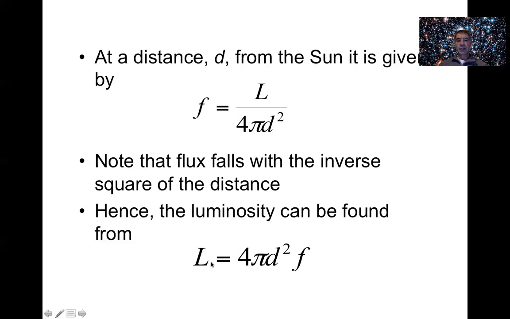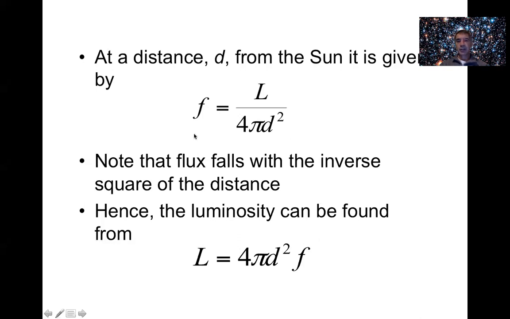This is probably the formula I'd like you to remember and to use. In more practical terms, if we want to determine the luminosity of a star, we can measure first of all its total flux by adding up lots of monochromatic fluxes. And then if we know the distance, d, we can multiply by 4 pi d squared to give us the total luminosity. This is how you would traditionally measure the luminosity of a star from its total flux and distance.